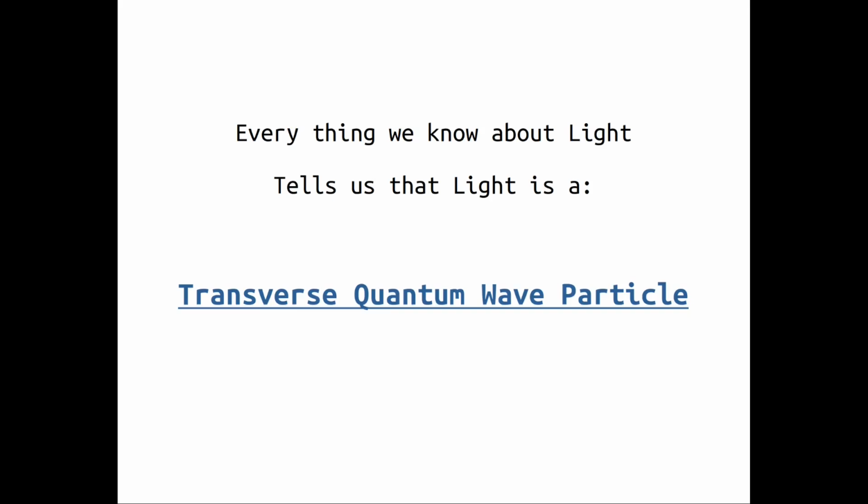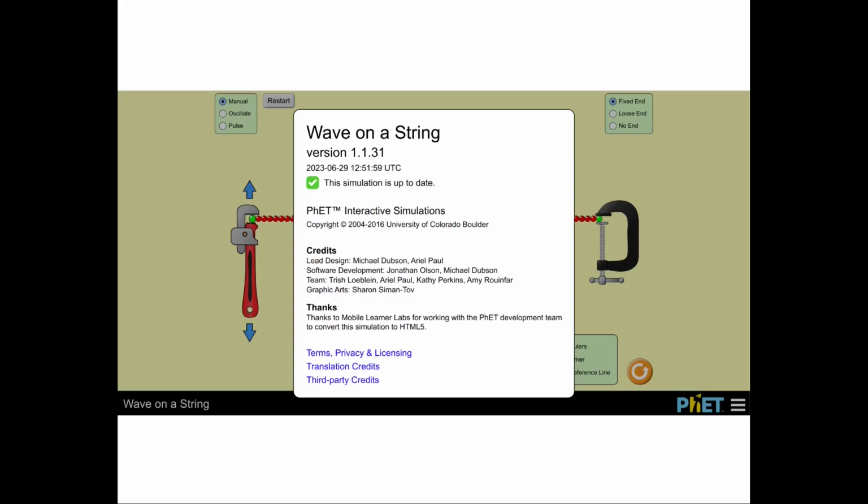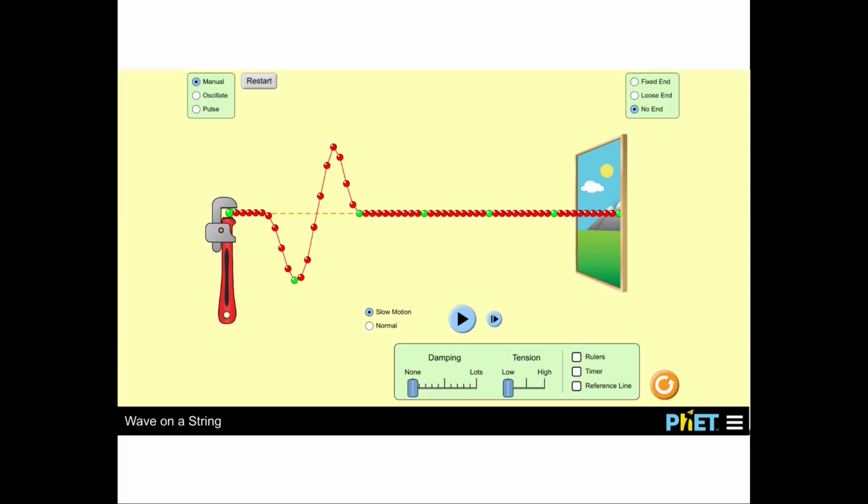And the best way I've found to do that is to go to this website here, Wave on a String, University of Colorado, Boulder. We see one such transverse quantum wave particle here. It's a particle because it's located between here and here. In other words, it has a beginning, it has a middle, and it has an end. It's a quantum particle because you can't cut this in half and expect to see two of them.